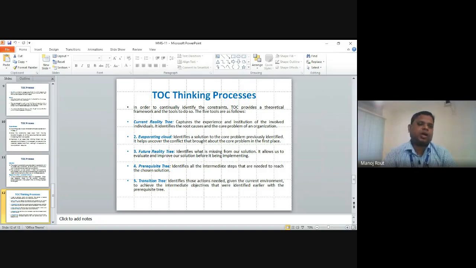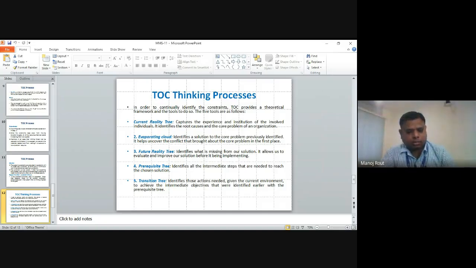So if you go to the first one, the current reality tree captures the experience and the intuition of the involved individuals. It identifies the root cause and the core problem of the organization. It captures the experience of organizations involving different levels of individuals, and these individuals are responsible for identifying the different root causes and core problems of the organization, whether they belong to external or to internal.